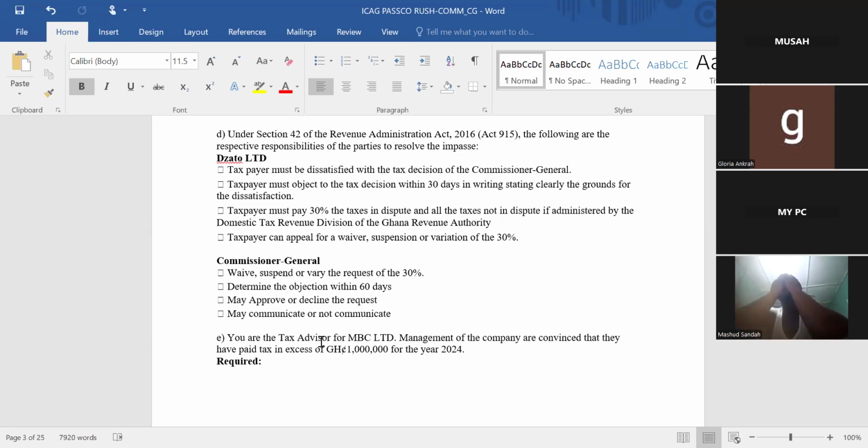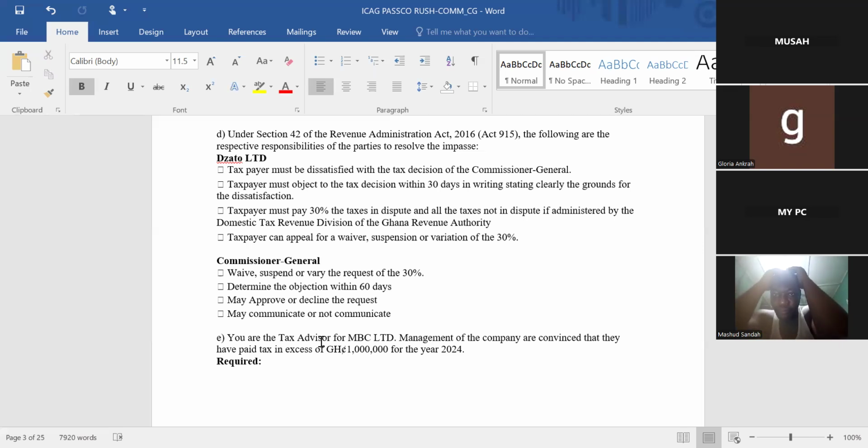Now, the law says that the Commissioner General has the power to waive, suspend, or vary the 30% requirement. Because they are saying that if you are objecting, you must pay 30% of the taxes in dispute. Please, all together. Now, the Commissioner General may also approve your request or decline it based on whatever is contained there. And the Commissioner General may communicate or not.